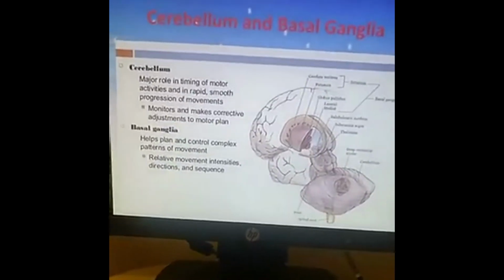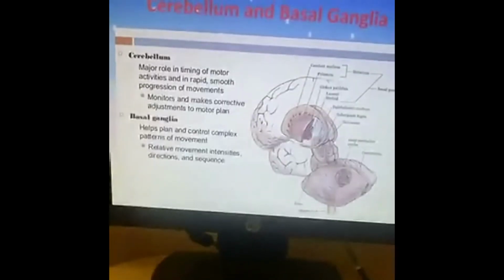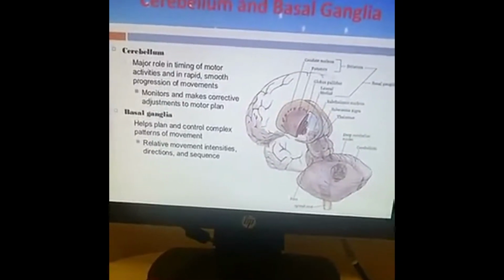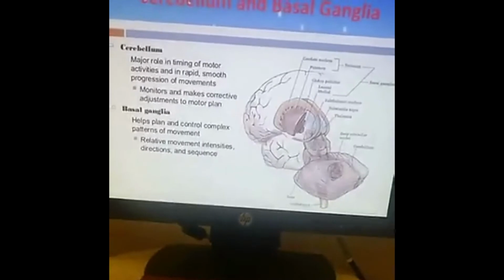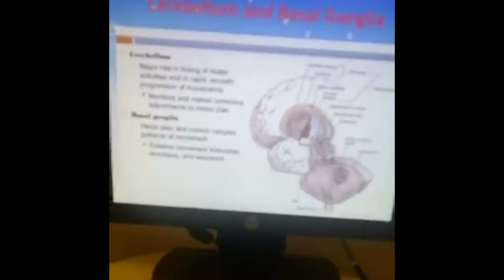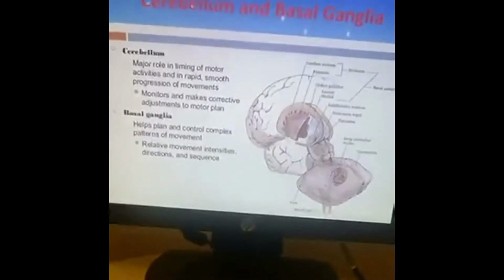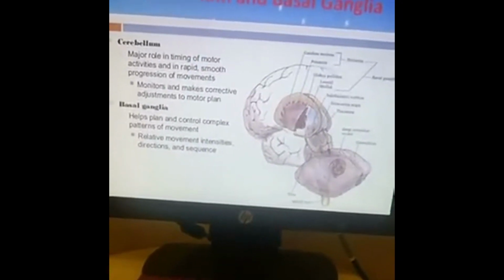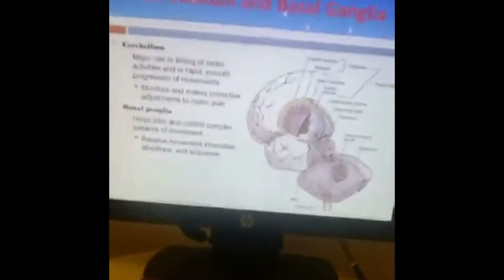Another area is the cerebellum and the basal ganglia, which have many roles in motor coordination and planning. So you need to remember that. Also, you need to be aware as a therapist that the cerebellum and the basal ganglia are significantly involved in cognition and also in language.